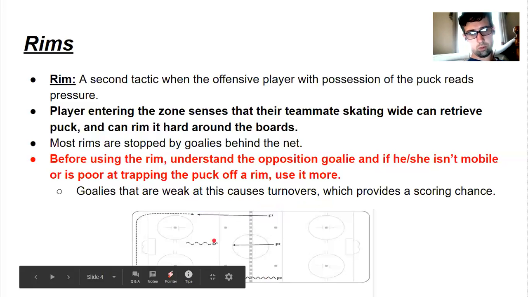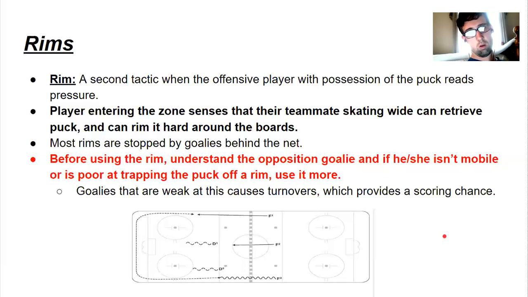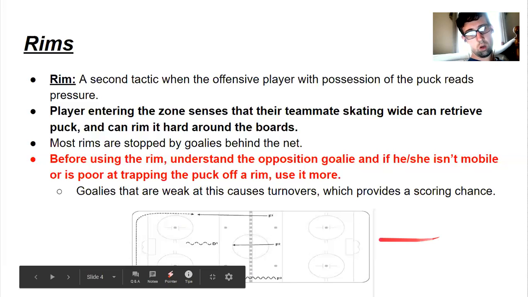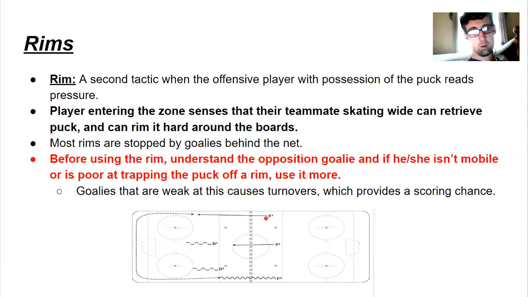Here's forward 1. Here's a turnover right here. Defense 1 is right here. And forward 2, forecheck. The forechecking team is down here, and he sends the puck up and around the boards into forecheck 1. Forecheck team 1, up here, forward 1.